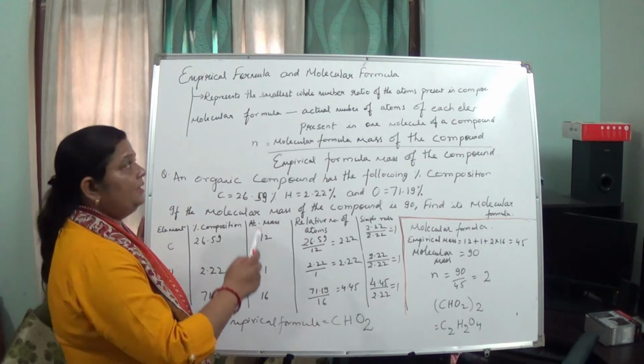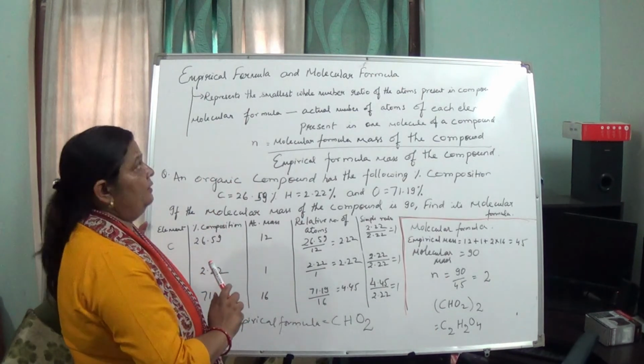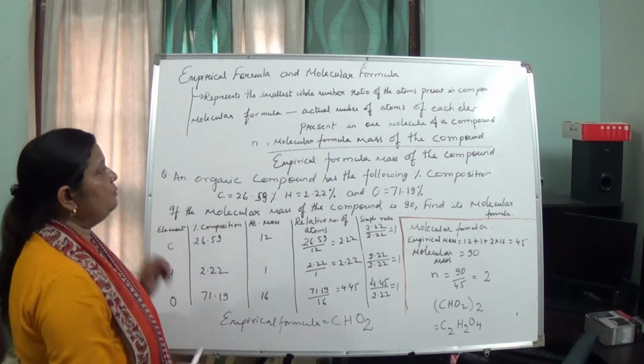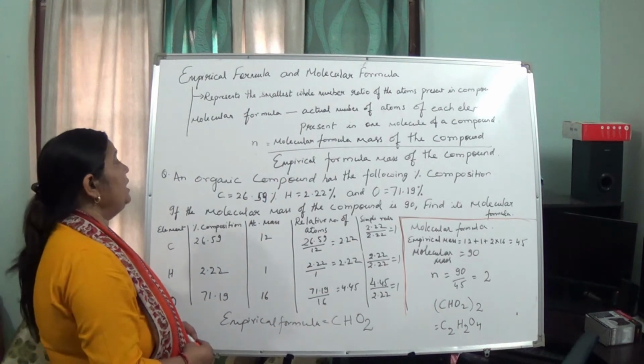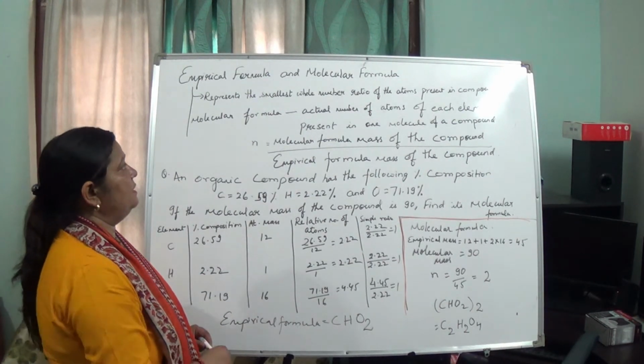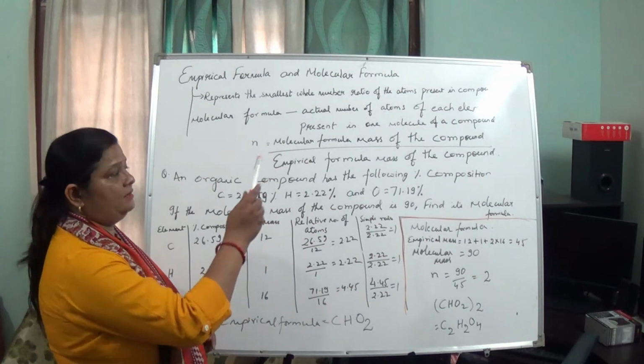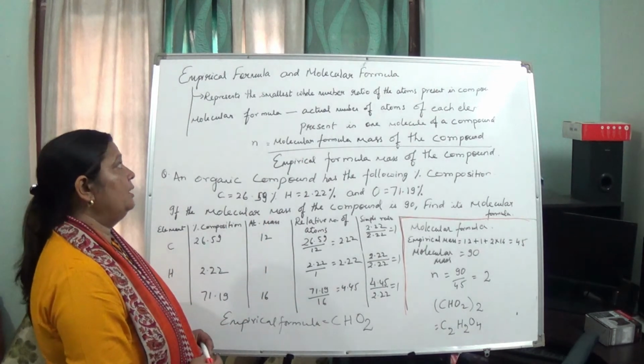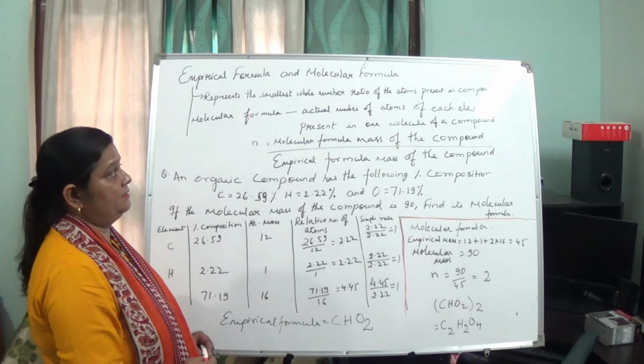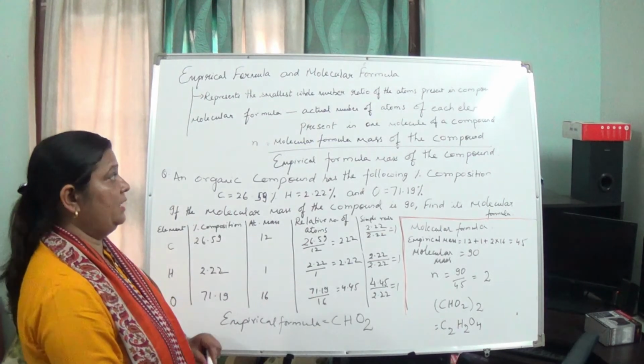Now we are going to study empirical formula and molecular formula. So what is this empirical formula and molecular formula? Okay, empirical formula represents the smallest whole number ratio of the atoms present in the compound, while molecular formula is the actual number of atoms of each element present.